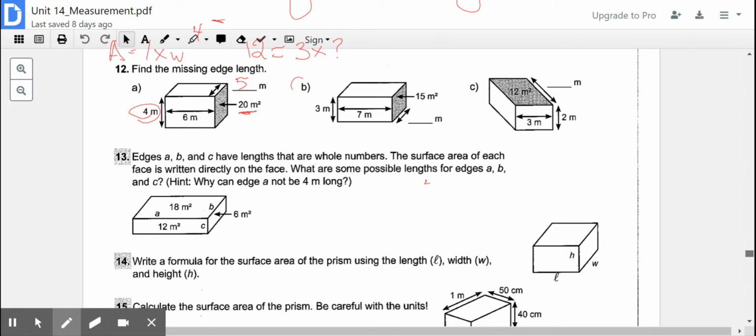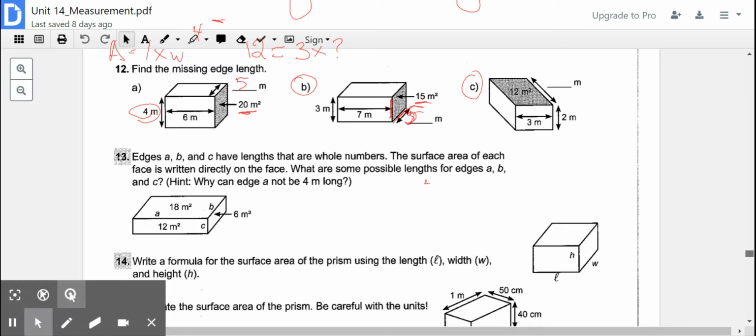Let's take a look at B. They've given us the right face again, and it's 15. The height is 3. So the other side must be 5. 3 times 5 is 15. That is a shockingly bad 5. Okay, 5 meters. Go ahead and do the same thing for C.